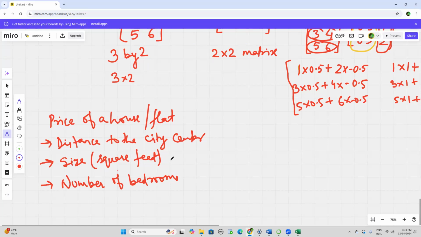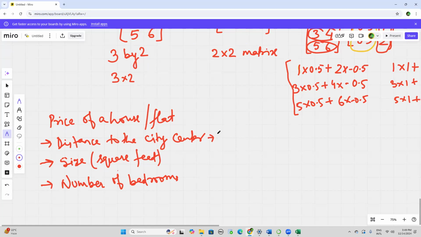So you will think, okay, let's compromise a little, I'm getting a good flat, it's a little far but it's fine. But for some other people, the priority is, no, I want it in the city center. I cannot do that much to and fro on a daily basis. So these all three parameters have a different weightage, which decides the price of a flat. Is that clear?